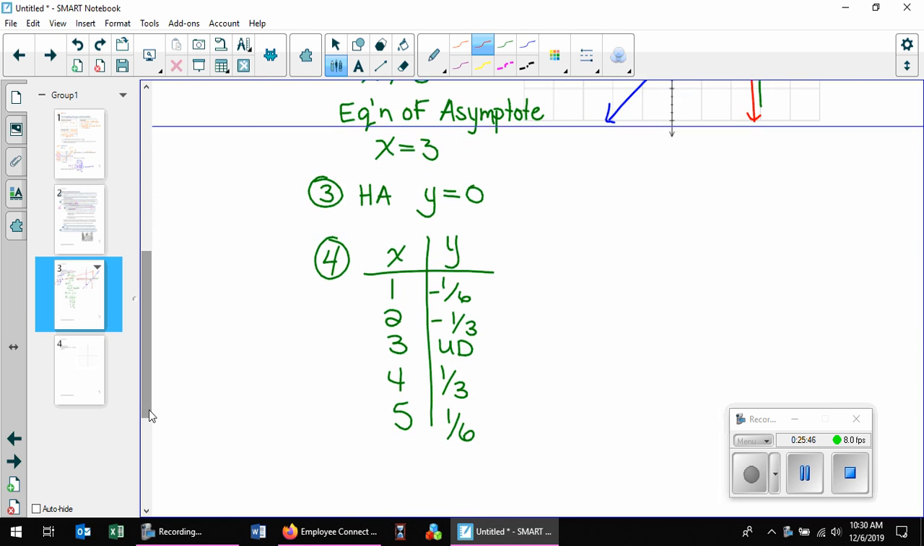4 and 5 and 1 and 2? No, they have to be the exact same from the original graph. So what did we say the Y had to be? 2 and 4. It can't be at 2, and it can't be at 4. What is the Y value of the invariant points?